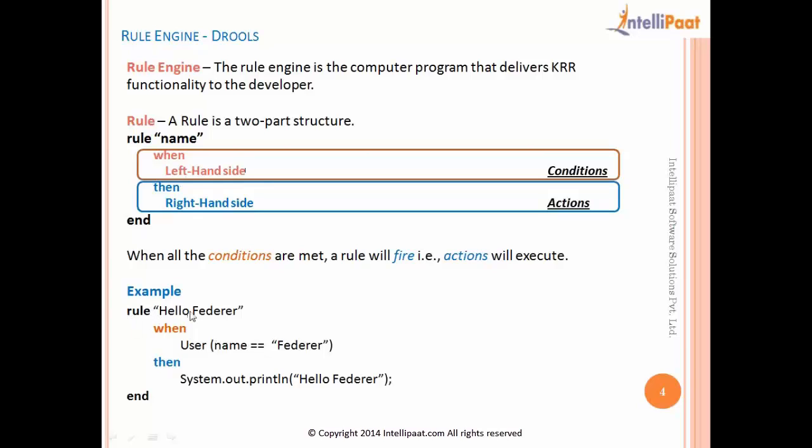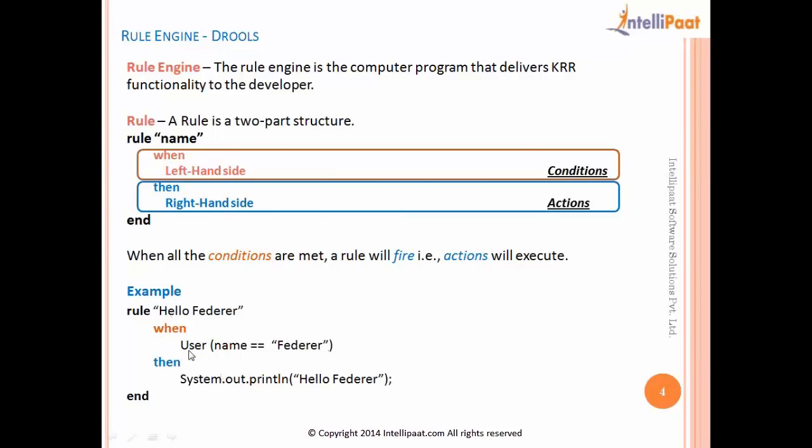Now let's look at a sample rule, how it looks. This is a sample rule, rule "hello Fedra". This is the rule name. Since it has a space, I have put it within quotations. When: this is the when part. User name equal to Fedra. This is a constraint part. This is the condition part which needs to be satisfied for this rule to fire.